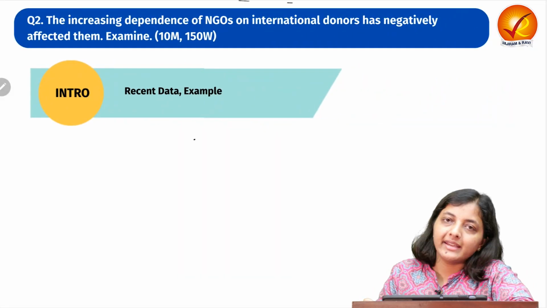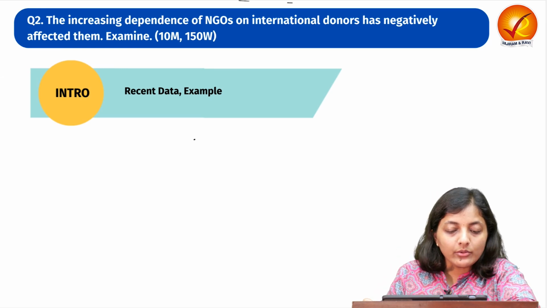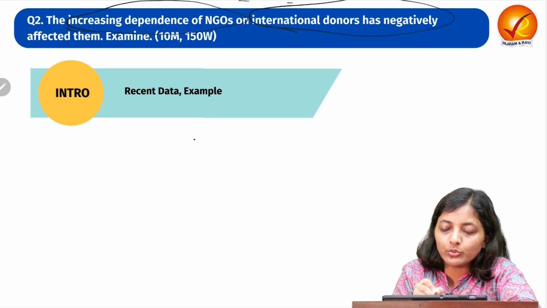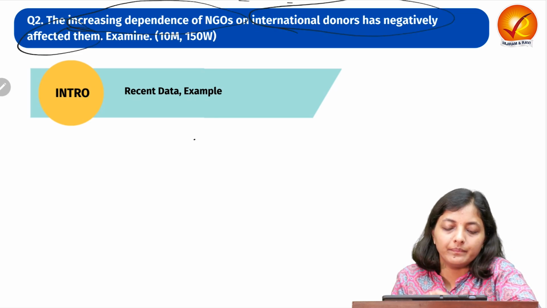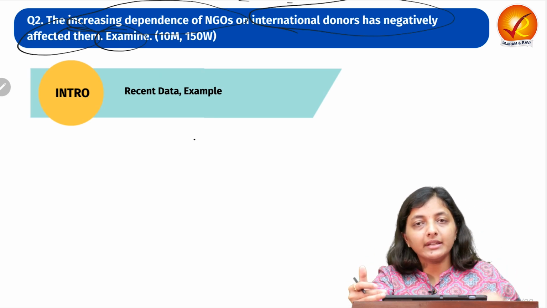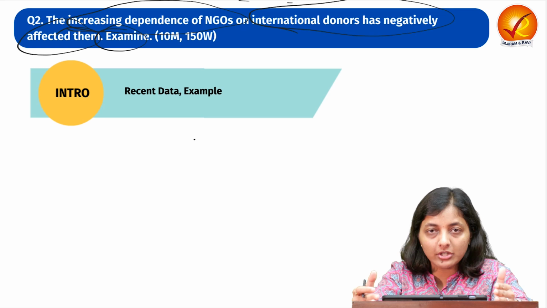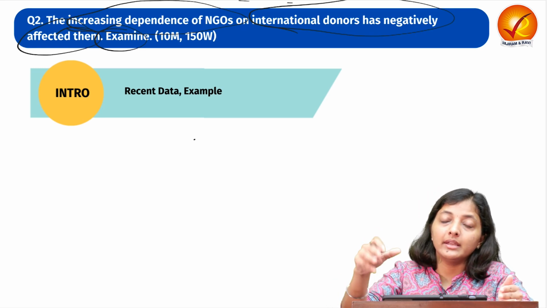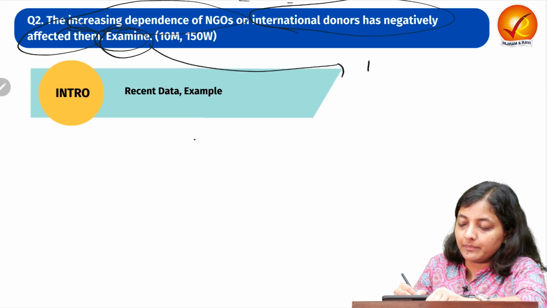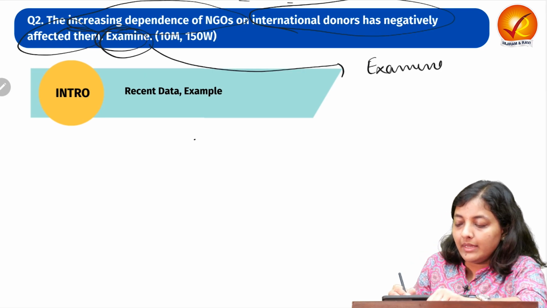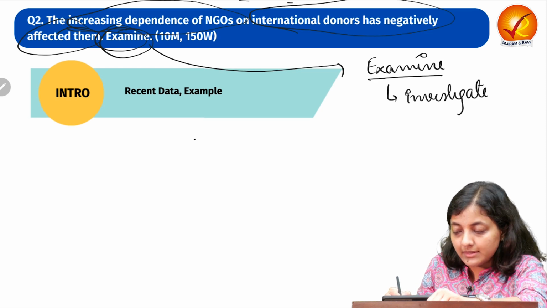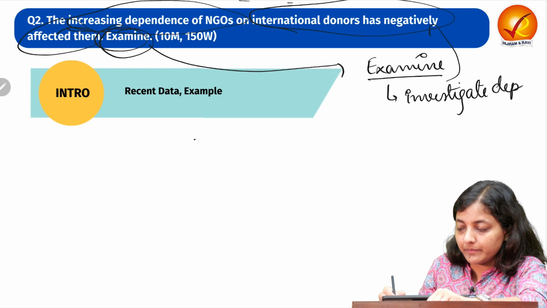Now comes the second question. The second question says that the increasing dependence of NGOs on international donors has negatively affected them. It means the dependency of NGOs on international donations or international donors has affected them in a negative way. And the directive word is examine. Examine means we have to investigate this statement deeply.